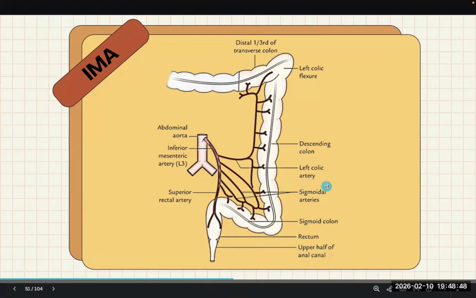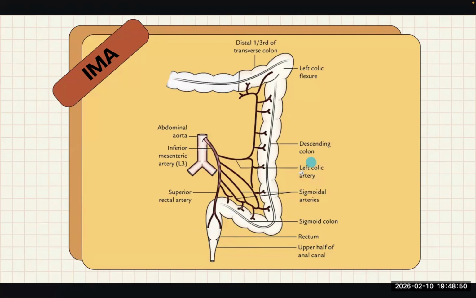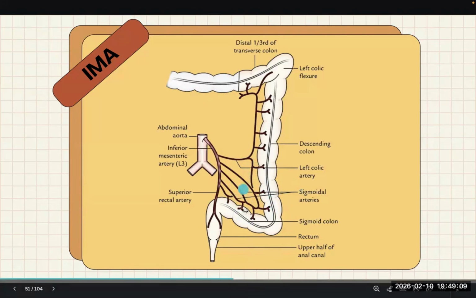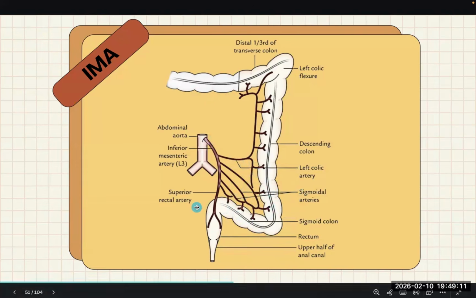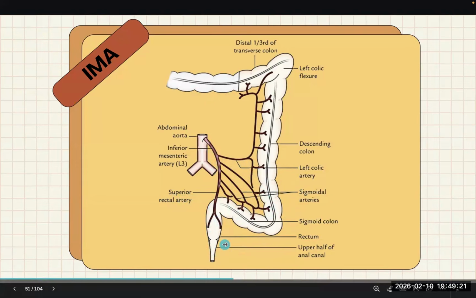Okay? So again, quick review. We have 3 branches: left colic, sigmoidal, and the superior rectal. Left colic anastomoses with the middle colic and with the sigmoidal. The sigmoidal is a very big one over here. It's going to give more than one branch, and as you can see, it anastomoses with the left colic, while the others supply the sigmoid colon. Then for the last branch, the superior rectal artery, notice we said superior, it's going to go right away down to supply the rectum and the upper half of the anal canal.